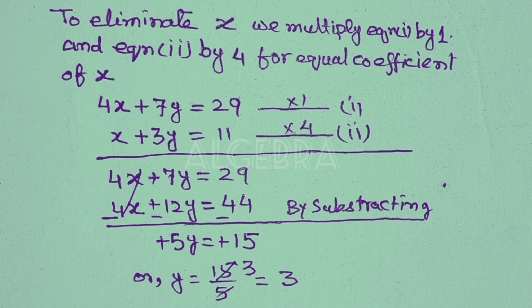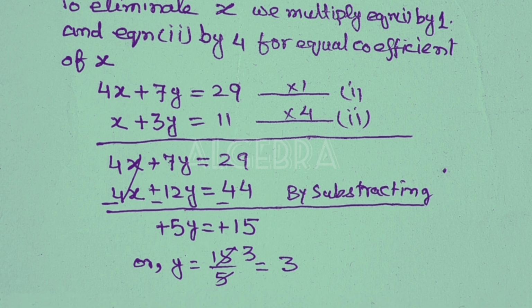For equal coefficient of x, 4x + 7y = 29 multiplied by 1, and x + 3y = 11 multiplied by 4. So 4x + 7y = 29 and 4x + 12y = 44. By subtracting, 4x cancels 4x and we get minus 5y = minus 15. Minus, plus. Or y = 15 by 5, which is 3.